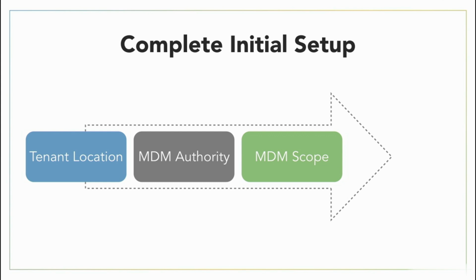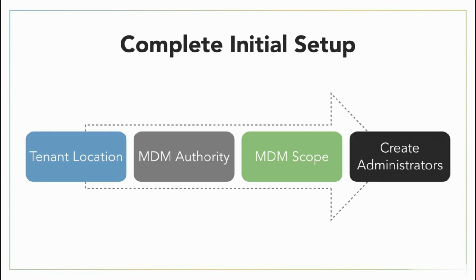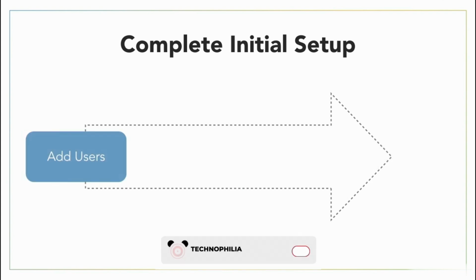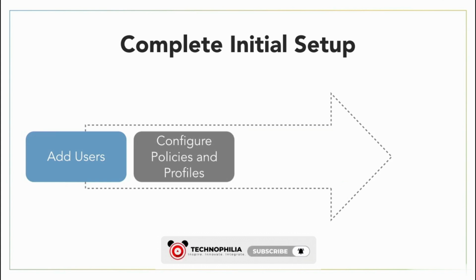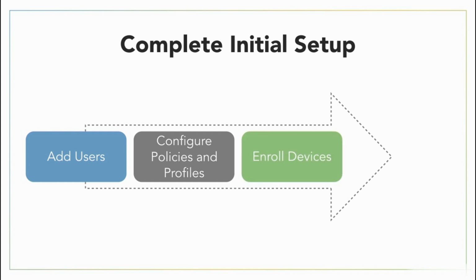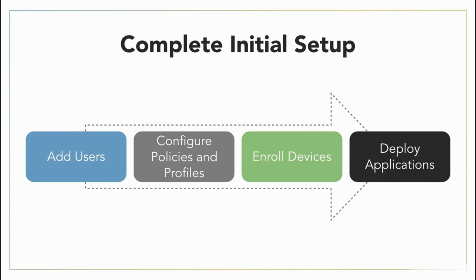And you'll use the Global Administrator account to create other subordinate administrator accounts to help you with the administration of your tenant. You'll then create users and assign Intune licenses. Configure device and app policies and profiles to control how devices and apps will be used and accessed. You'll then enroll your devices so that they can be managed by Intune and create device groups to simplify your management. And finally, deploy and assign applications and set up the company portal, including any company branding.